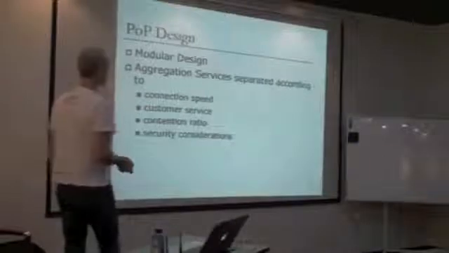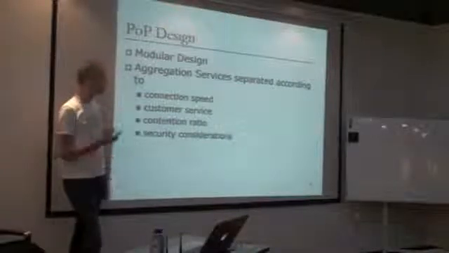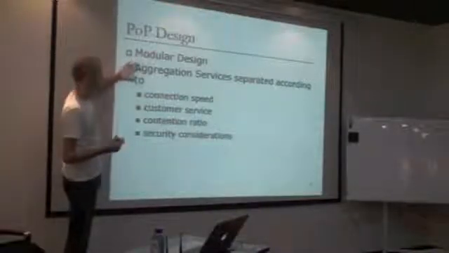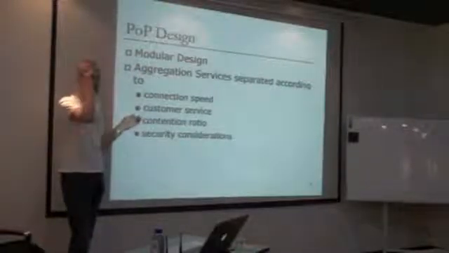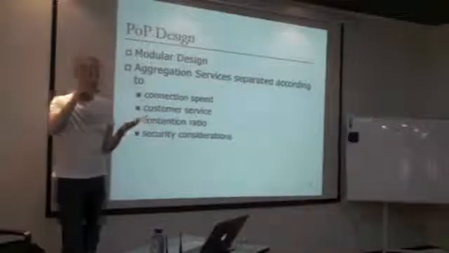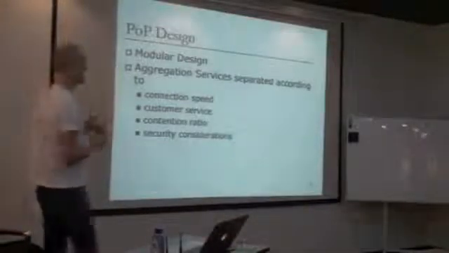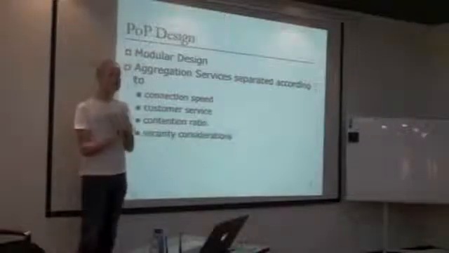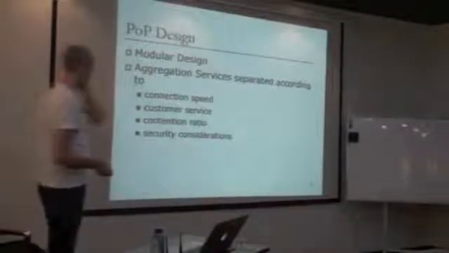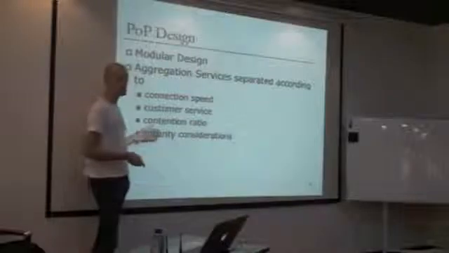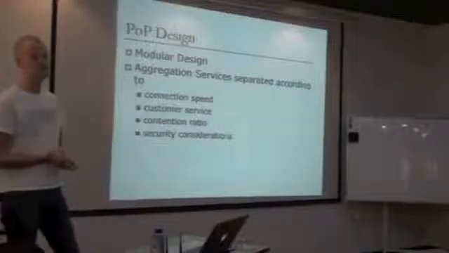Now with the POPs, you want to try and do some type of standardized design. The bigger ISPs will separate the aggregation services according to connection speed and the type of customers. I talked about contention ratio earlier in multi-homing: 2-to-1 for high-value business customers, 6-to-1 for normal business customers, 30-to-1 for consumers. That's typically what ISPs are trying to do. And you also want to bear in mind the security considerations.